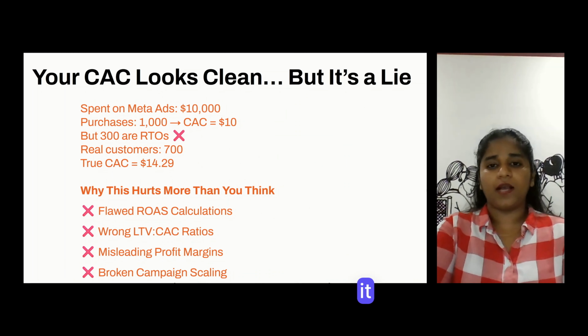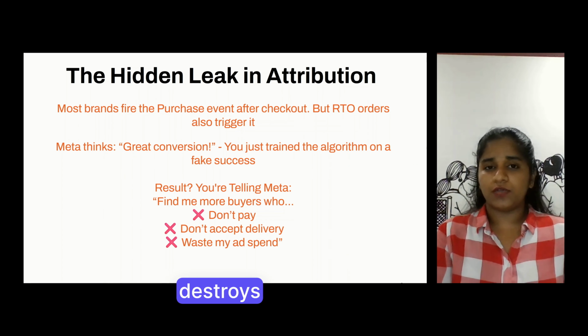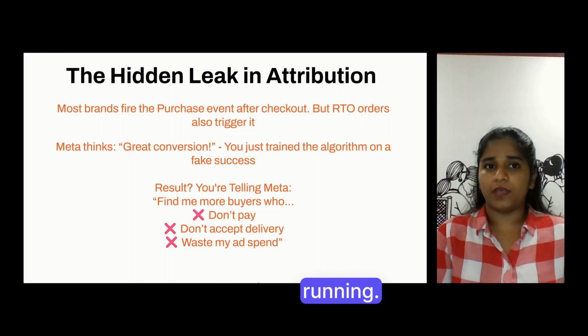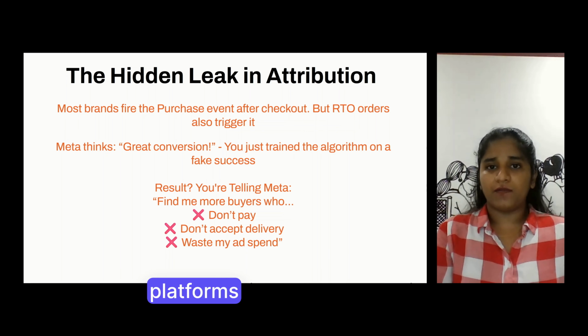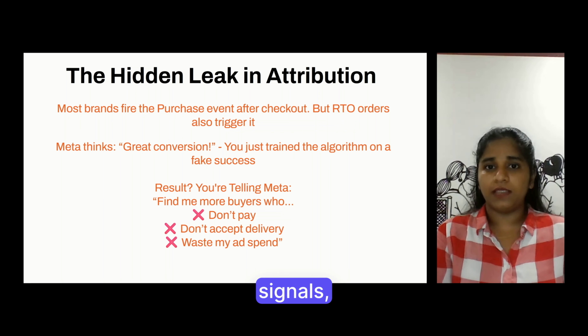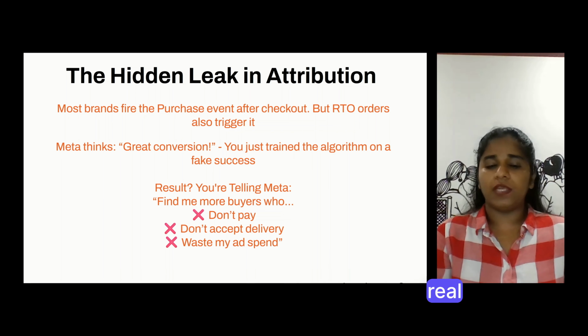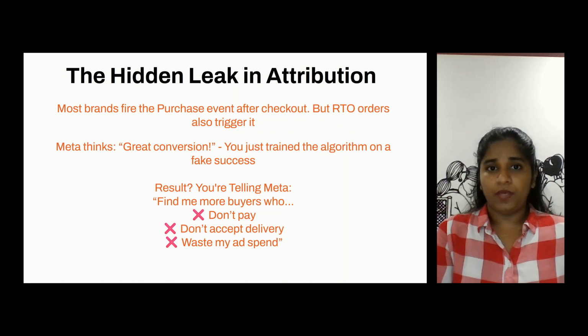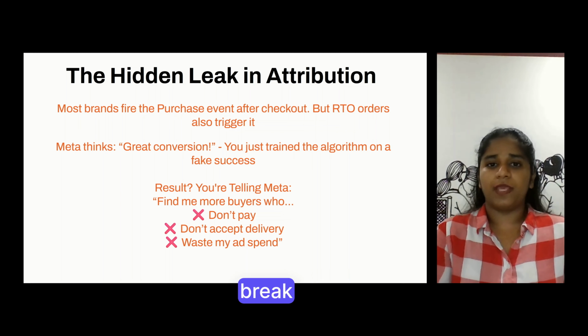And just when you think it can't get worse, it also distorts and messes with your algorithm. Here's the thing, ad platforms like Meta run on signals. The cleaner and more accurate the signals, the better they can optimize for real conversions. But RTO sends false signals. It creates an illusion. Let's break that down.